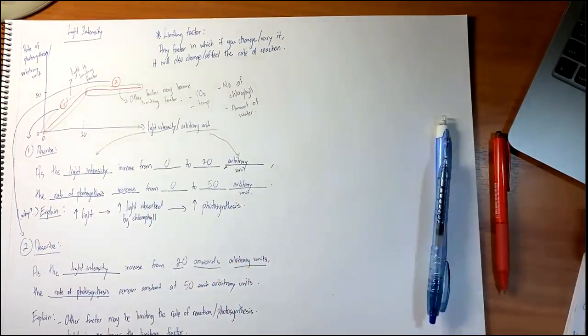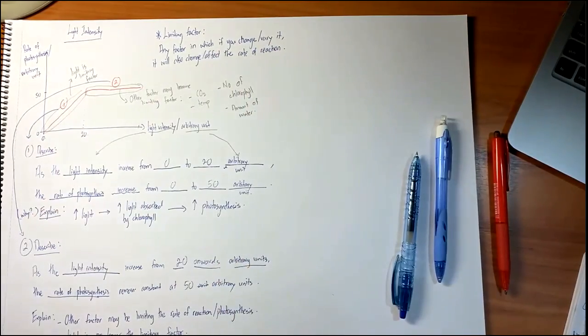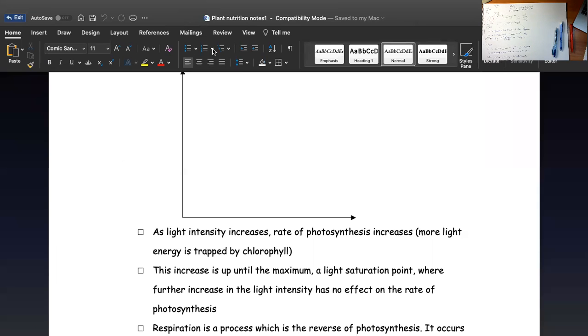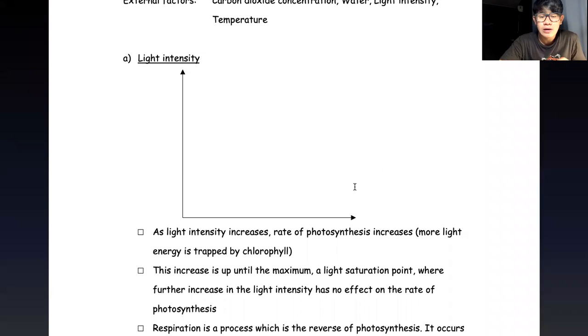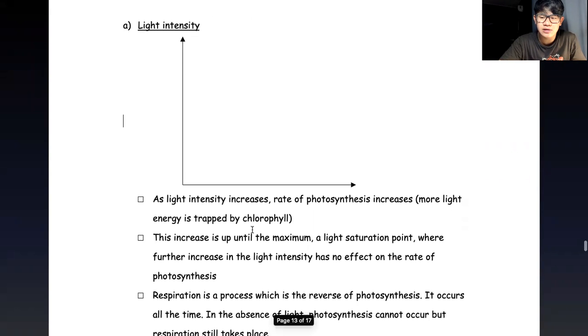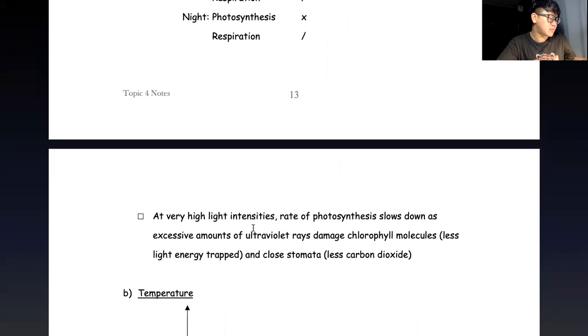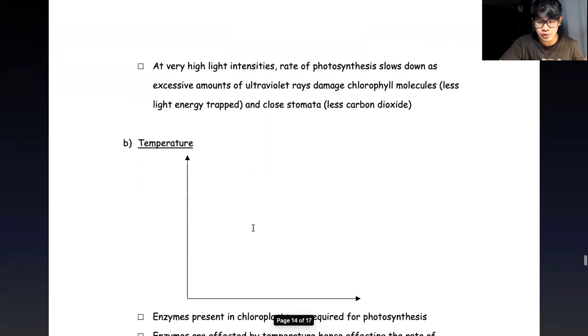So if you go back to this one here, your graph and the explanations are just the descriptions from your notes. But in the exam, they will probably ask you to describe each part. So the ones that I just told you, that's how you do it.